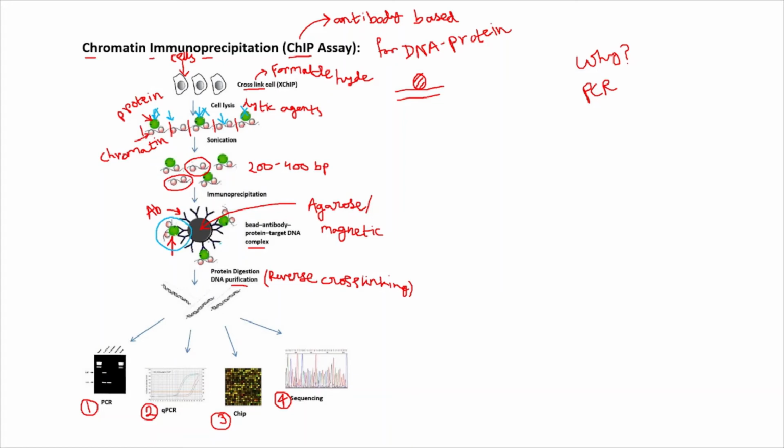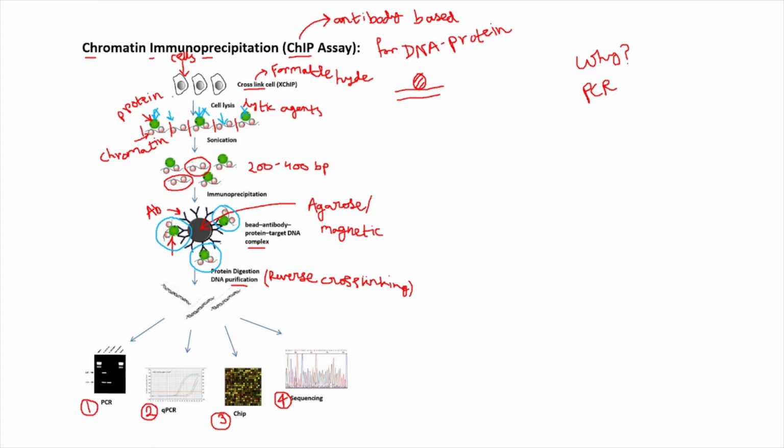Here you can again see that only those portions of the chromatin which are able to bind the proteins will be able to bind to the antibodies. So other portions where you don't have a protein binding to the chromatin will not be able to bind to the antibody, and they hence will be removed.